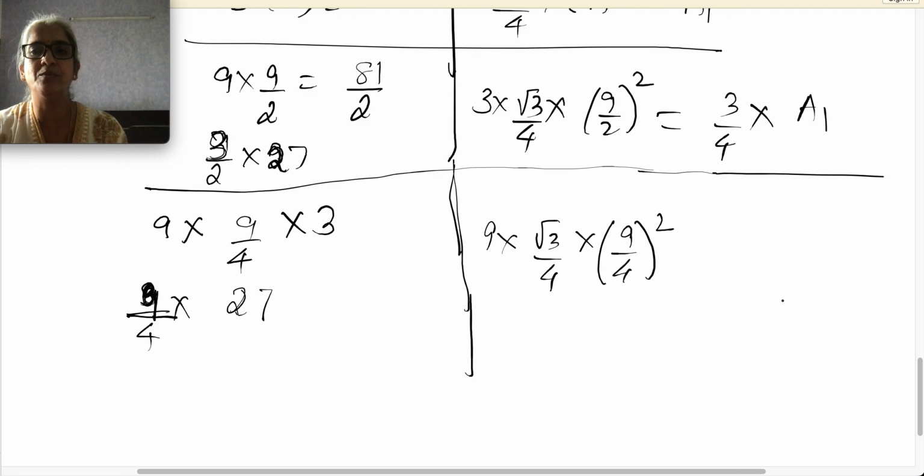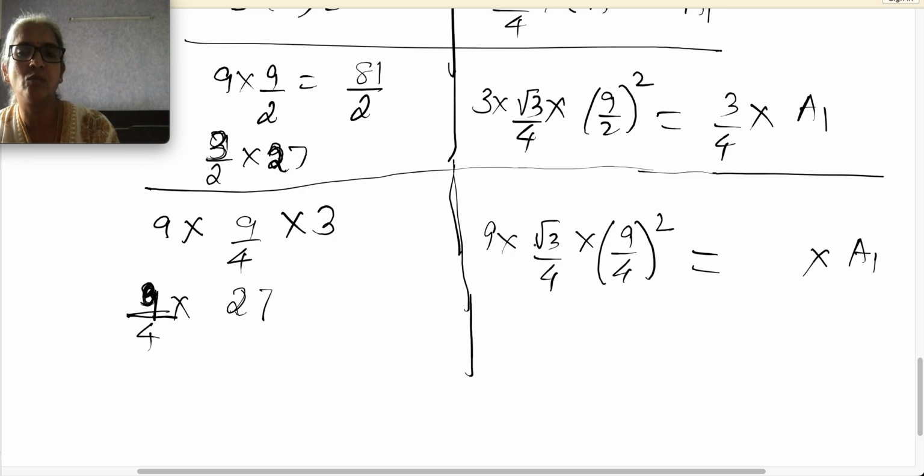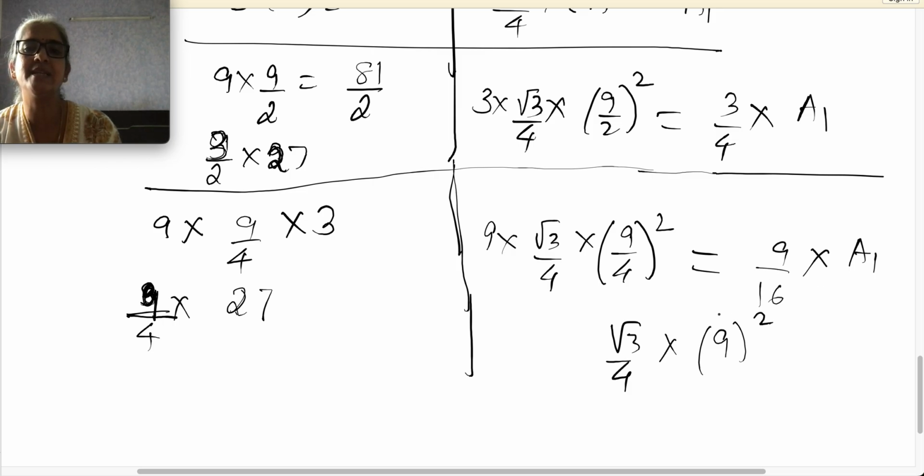Again, if I want to keep A1 as it is, then what is the term that comes out is: A1 was root 3 by 4 into 9 square. If I keep that as it is, I get 9 by 16 times A1.